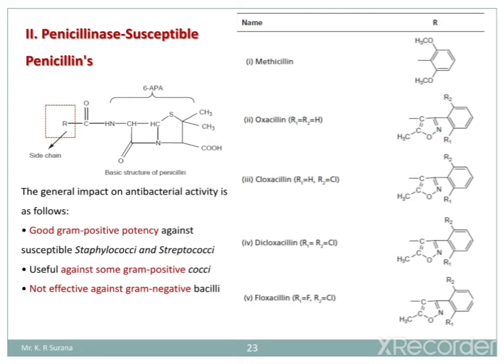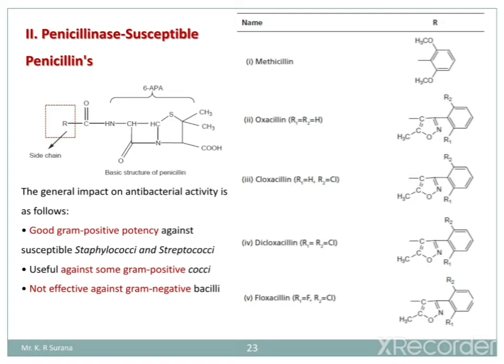So these penicillinase susceptible penicillins have good gram positive potency against staphylococci and streptococci species. They are useful against some gram positive cocci, but not effective against the gram negative bacilli. They are useful against gram positive, but not against gram negative bacilli. So the examples of these penicillinase susceptible penicillins are given over here.